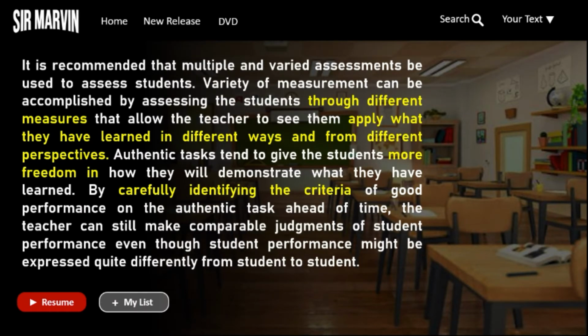Variety of measurement can be accomplished by assessing the students through different measures that allow the teacher to see them apply what they have learned in different ways and from different perspectives. Authentic tasks tend to give the students more freedom in how they will demonstrate what they have learned. By carefully identifying the criteria of good performance on the authentic task ahead of time, the teacher can still make comparable judgments of student performance even though student performance might be expressed quite differently from student to student.